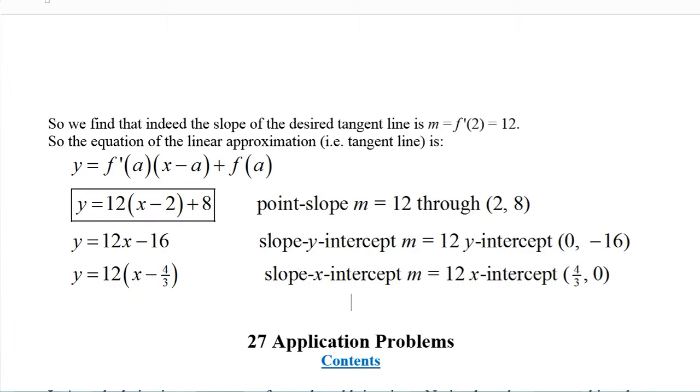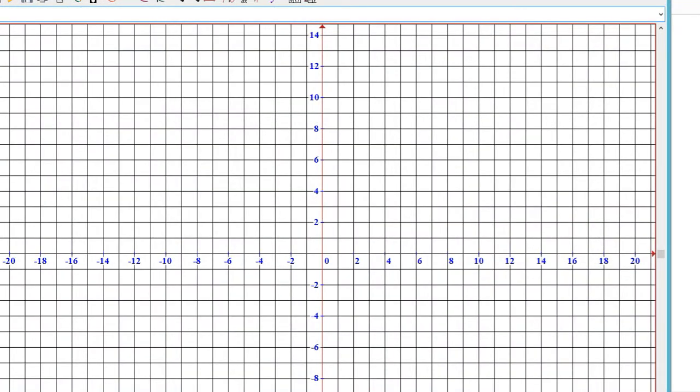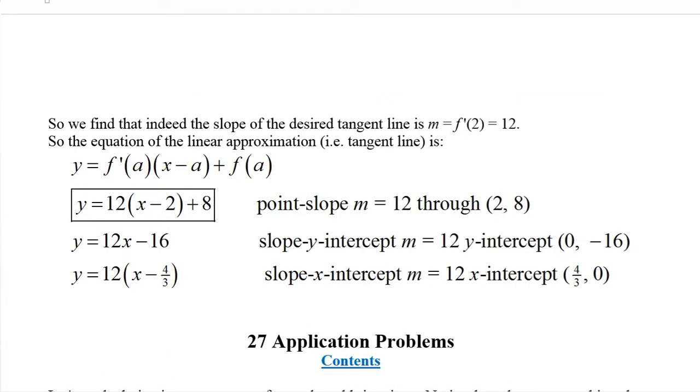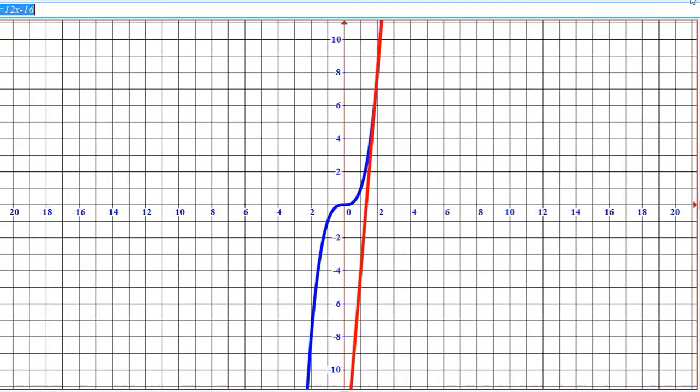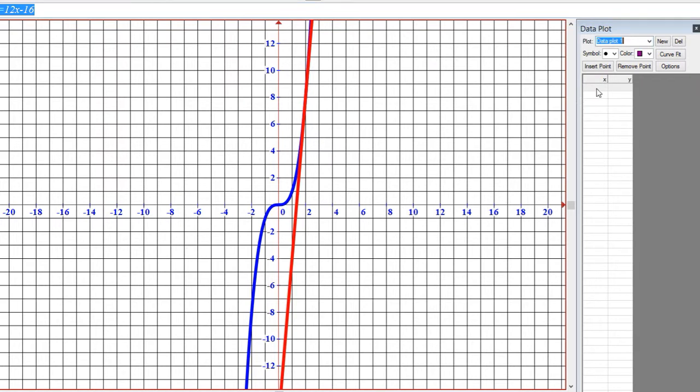Let me go ahead and do one more thing here. Let's graph this. I think the original function was y equals x cubed. And then the tangent line was, let's say we use 12x minus 16. Now if we did this right, we should see the point of tangency. Let's actually put a point there. The point of tangency was 2, 8.